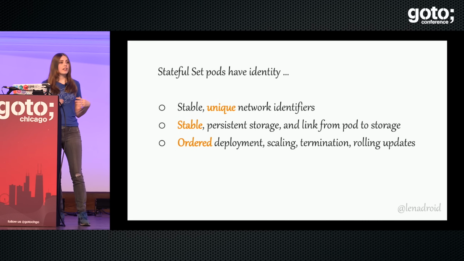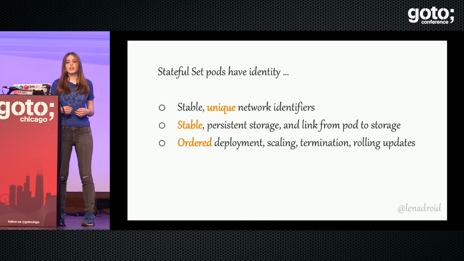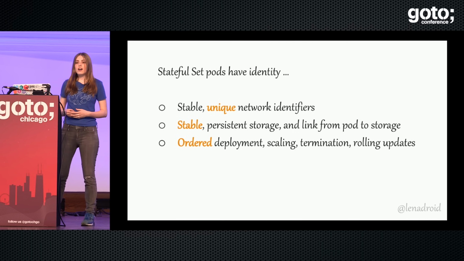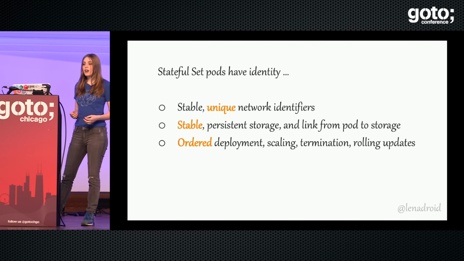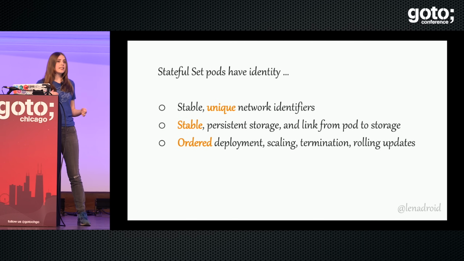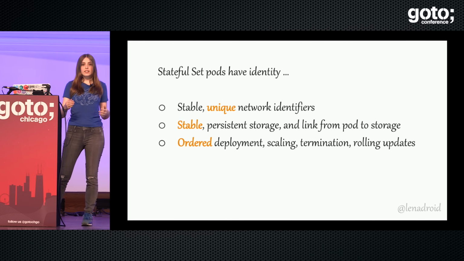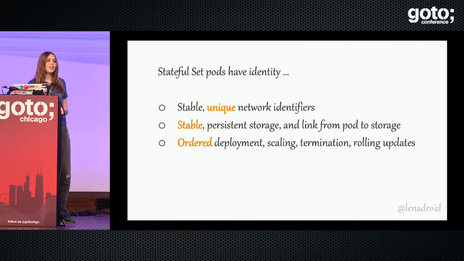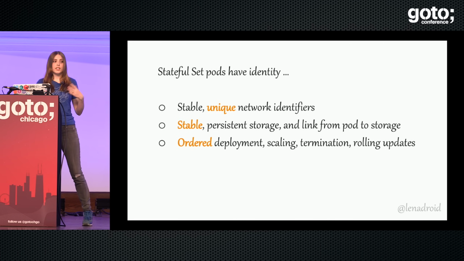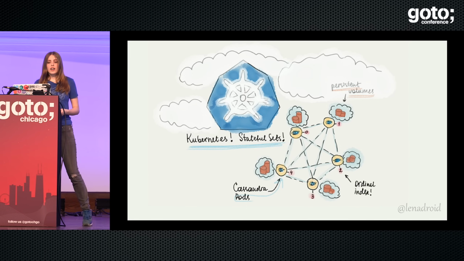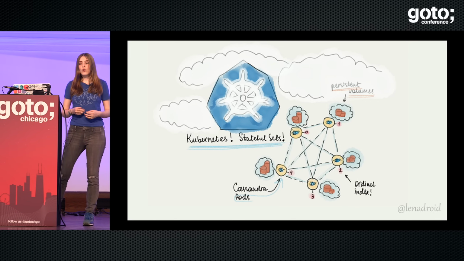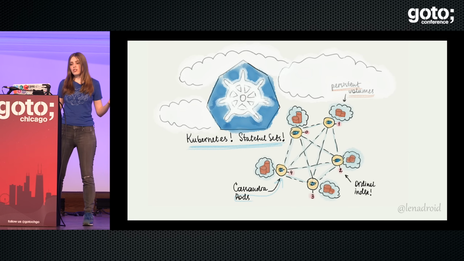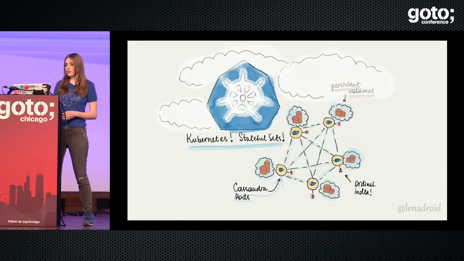But they're different because they have an identity. So each pod will start with a unique and stable network identifier. It will have stable and persistent storage attached, and there will be a persistent link from pod to storage. And all of the pods in the stateful set also start in the same order, get terminated in the reverse order, and it is preserved. So if we look at the possible architecture of using a stateful set with, let's say, Cassandra on Kubernetes, it might look something like this, where we have Kubernetes, we have some Cassandra pods, each of them has an ordinal index, and each of them has persistent storage attached.